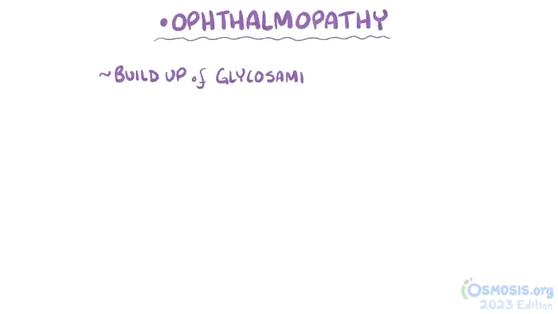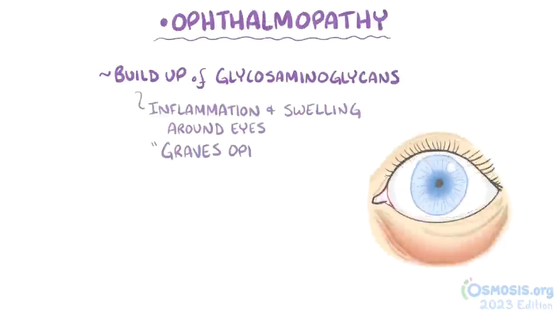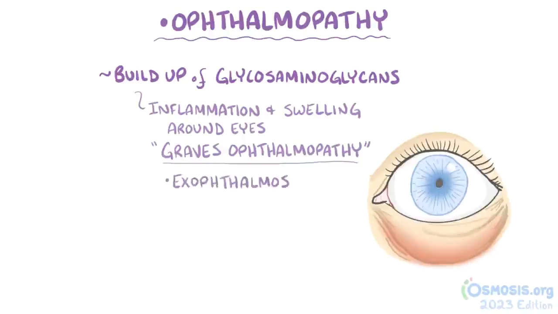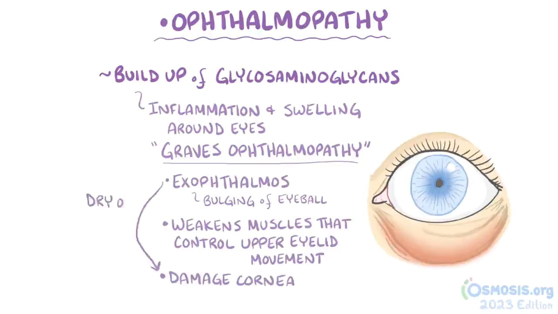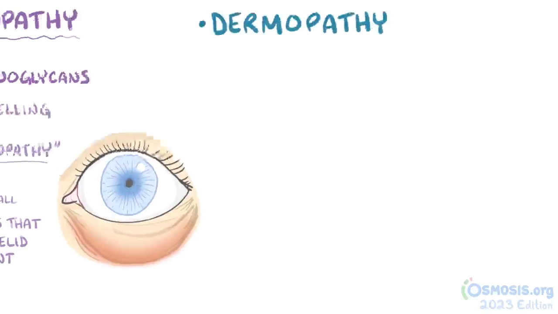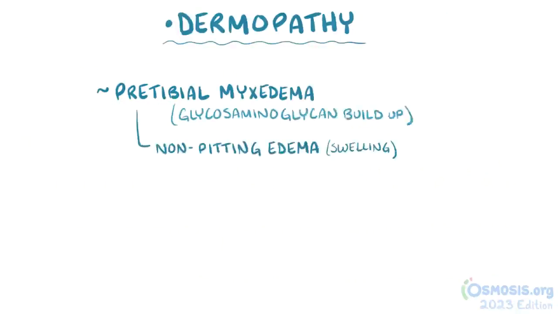The buildup of glycosaminoglycans causes local inflammation and swelling around the eyes, called Graves' ophthalmopathy. The ophthalmopathy causes exophthalmos, or outward bulging of the eyeball, as well as weakens the muscles that control eye and upper eyelid movements, and can damage the cornea over time because exophthalmos can dry out the eyes and increase the risk of corneal ulcers. Pretibial myxedema, caused by glycosaminoglycan buildup, can lead to non-pitting edema or swelling, and skin thickening, usually over the shins.